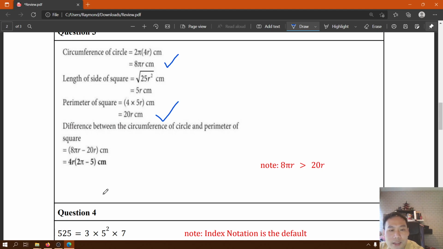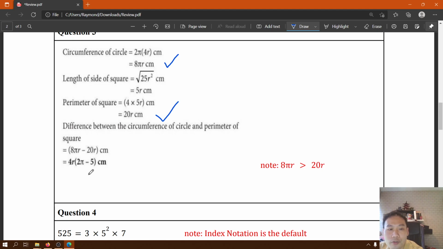So this is something that comes with a bit of experience. That's why more exposure to this type of question will help. Since 8 pi is 8 times 3, 24, it's going to be more than 24. I don't even need to work it out, but I know that it is going to be more than 24, which is definitely more than 20.